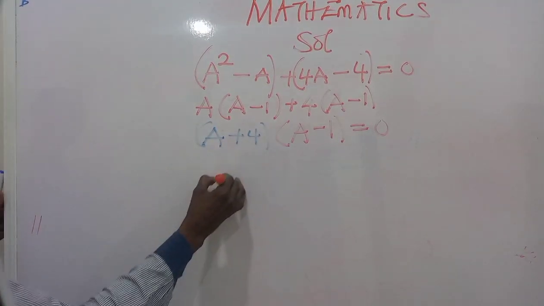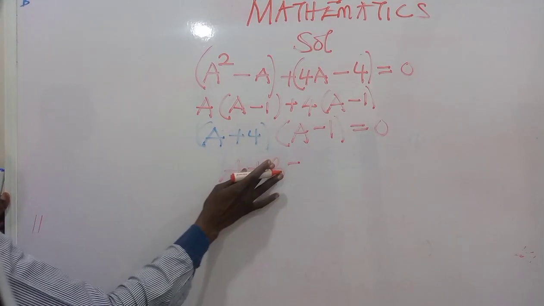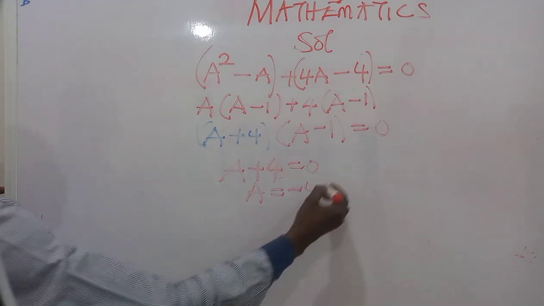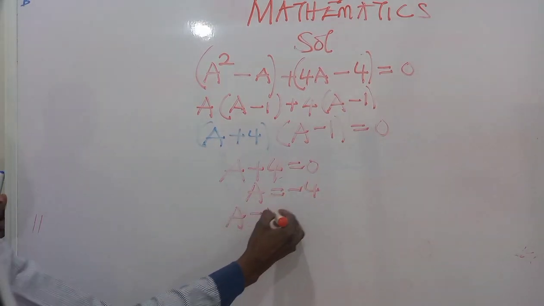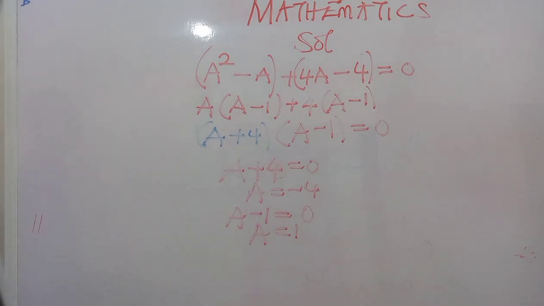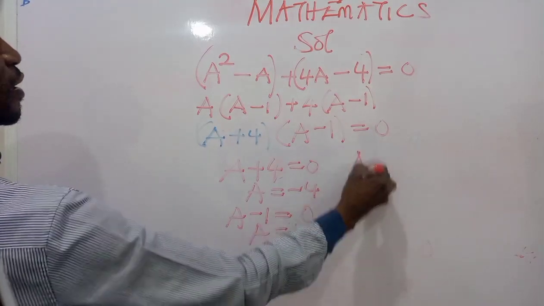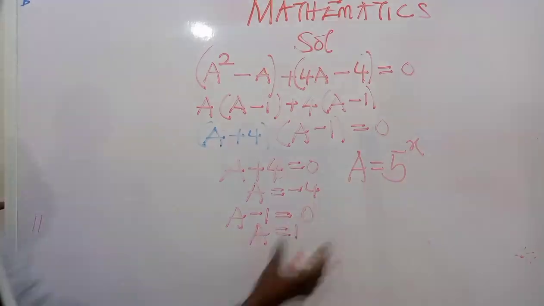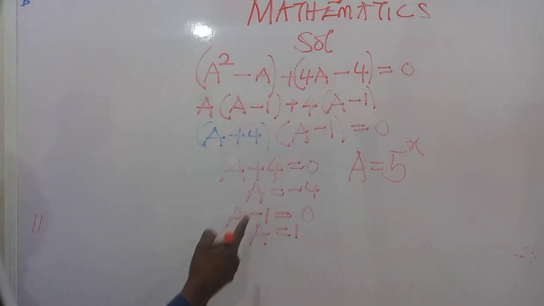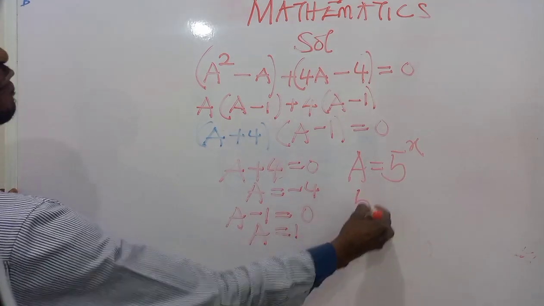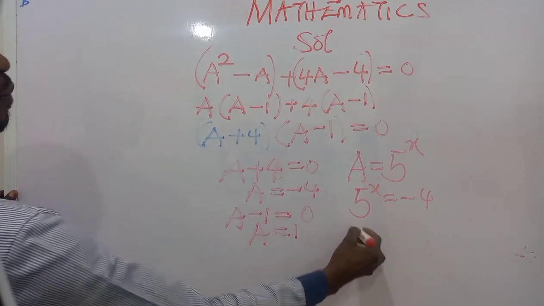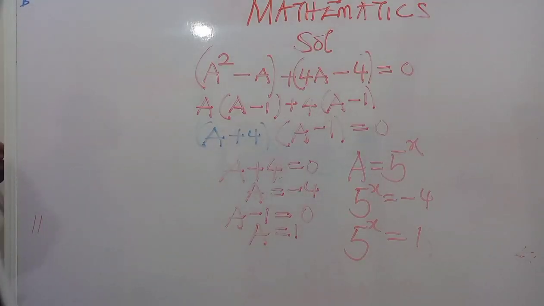So if we equate a plus 4 equal to 0, the value of a here will be minus 4. Similarly, if we do a minus 1 equal to 0, the value of a here will be equal to 1. But don't forget there was an assumption made earlier that we let a be equal to 5 raised to power x. So we're going to introduce this value. The first value of a is minus 4, meaning that 5 raised to power x is equal to minus 4. And the other value is 1, meaning that 5 raised to power x is equal to 1. So these are the two exponential equations.